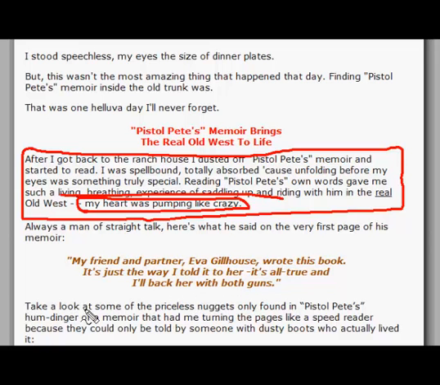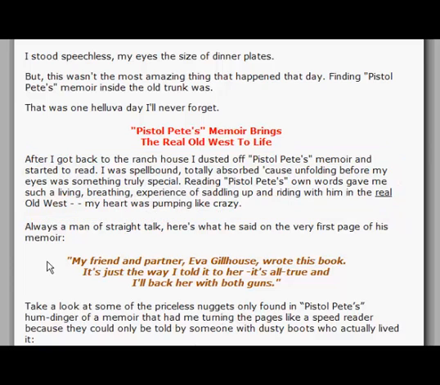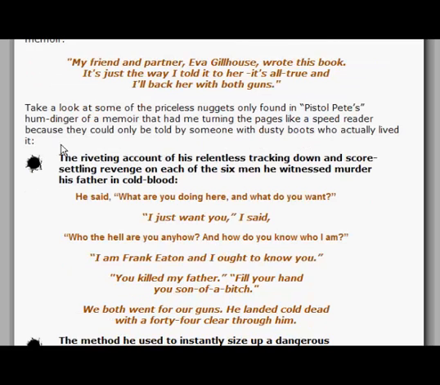Take a look at some of the priceless nuggets only found in Pistol Pete's memoir. So you're giving a taste of what's found in the book itself.